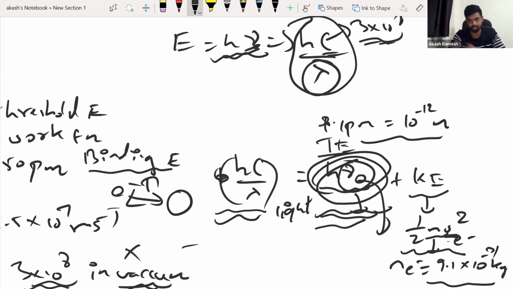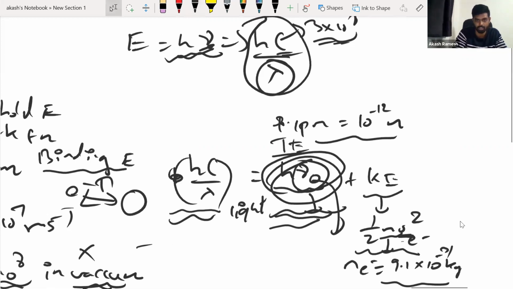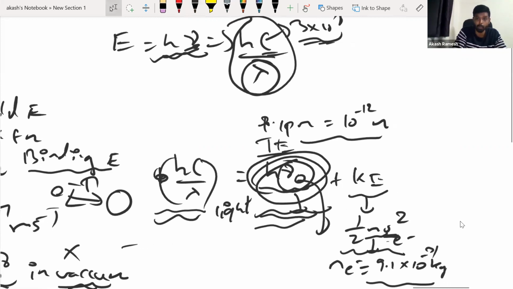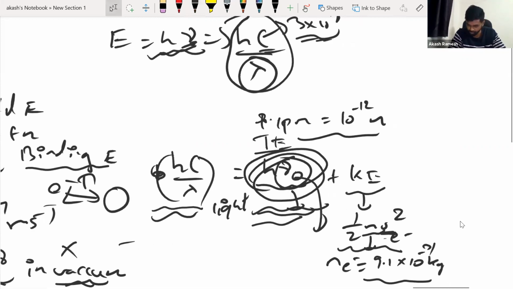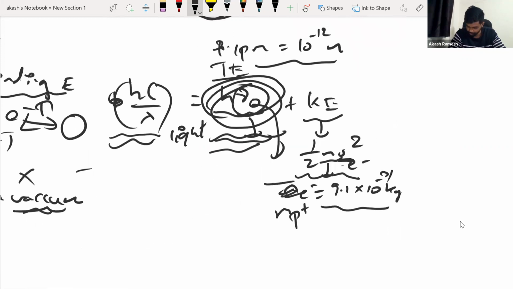Oh. No, guys, this is mass of proton. What I wrote here, I'm so sorry. This value is not the correct answer. This value, what we wrote, is for mass of proton, 9.1 into the power minus 31 kgs.